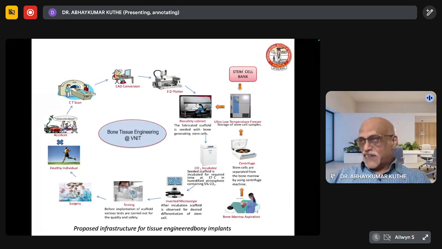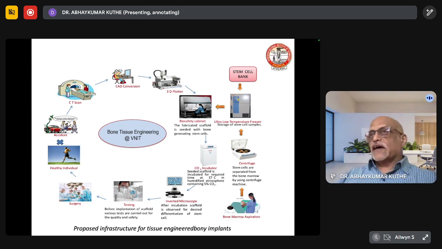Though this is at a research stage at this moment, it has a long impact, because ultimately I think you are all aware that organ transplantation is a big issue, because there are very few donors and a very large number of acceptors. So ultimately many people die just because the organs are not available. And so what is the solution to that? The solution to that is tissue engineering.